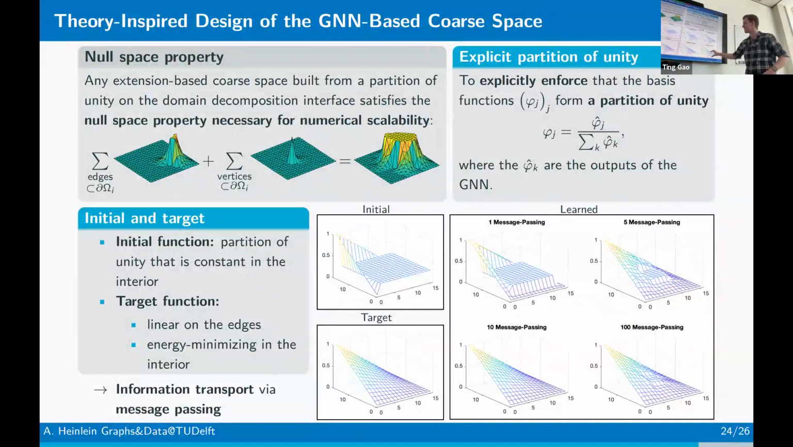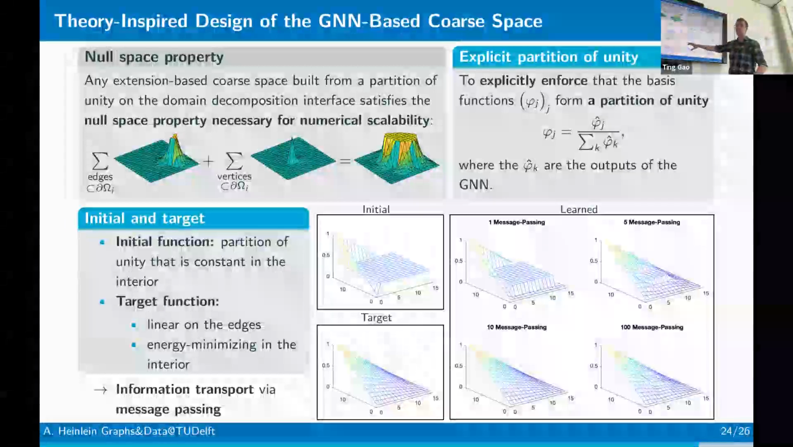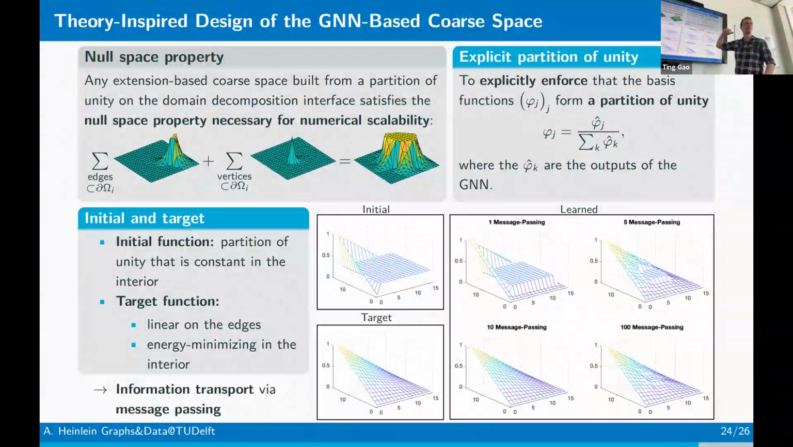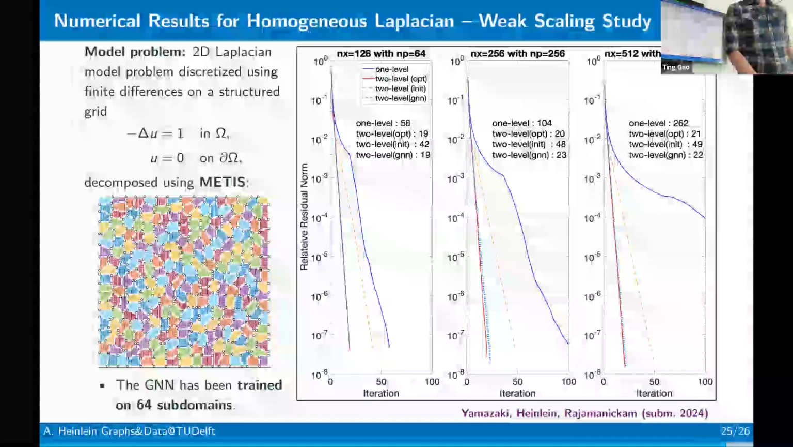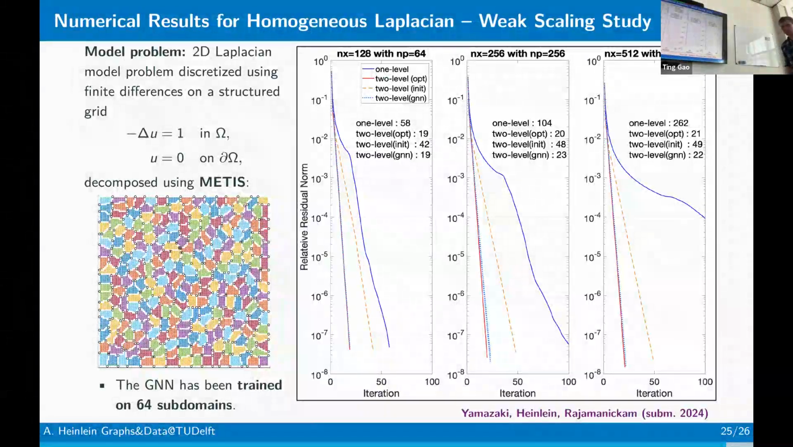Actually, if the subdomains get too big, it is better to not just do 100 message passing steps, but to add another, let's say, coarse level of the GNN here. Of course, if you do a bit too much, it also becomes a bit unstable. Good. Just 2 more slides of results, then I'm done.